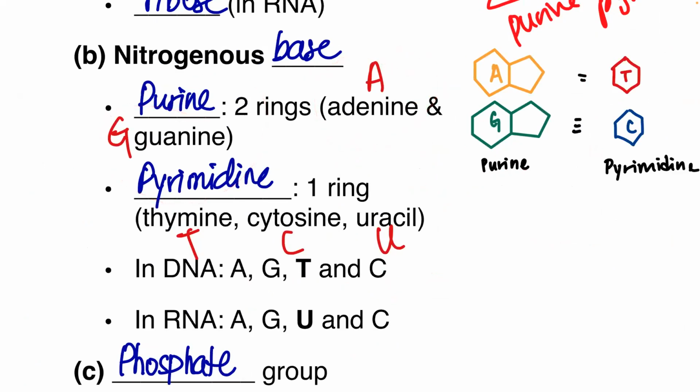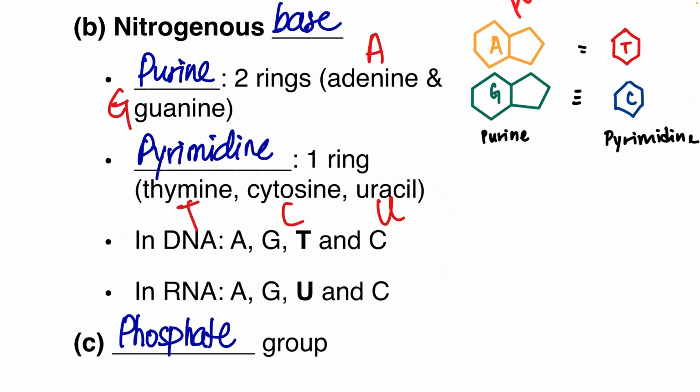And then T would be thymine, cytosine, and then in RNA later we're going to see they don't have thymine, they only have uracil. So that's another nitrogenous base. So in DNA we have AGTC, in RNA we have AGUC. Like I mentioned just now, RNA don't have a thymine nucleotide, only uracil nucleotide, but they both have adenine, guanine, and cytosine.